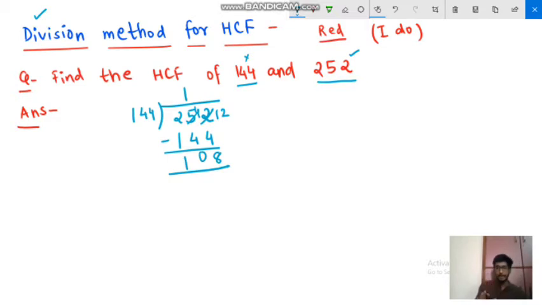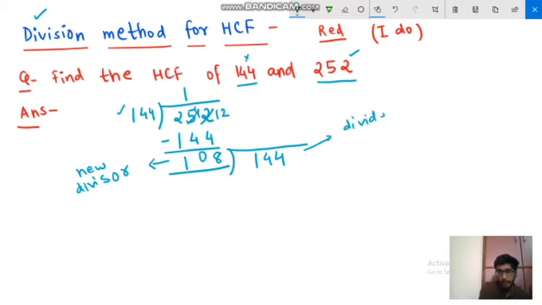Now this part is tricky. The next step is to see whether 144, that is this divisor, can further divide 108. Not possible. So what we need to do is make this 108 the new divisor, and this 144 will become the dividend. You will keep doing this until the remainder becomes 0.